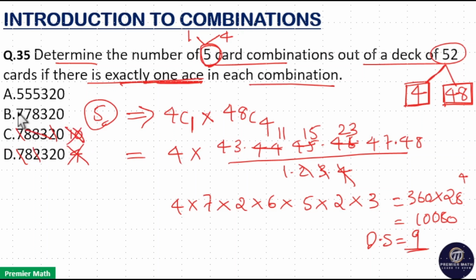Here 7 plus 2, 9 cancel. 7 plus 3, 10. 10 plus 8, 18. So 9 is the digital sum. This can be our answer. Here 15 plus 3, 18. 18 plus 2, 20. 2 is the digital sum. This is not our answer. So 778320. This is our answer because the digital sum is 9.